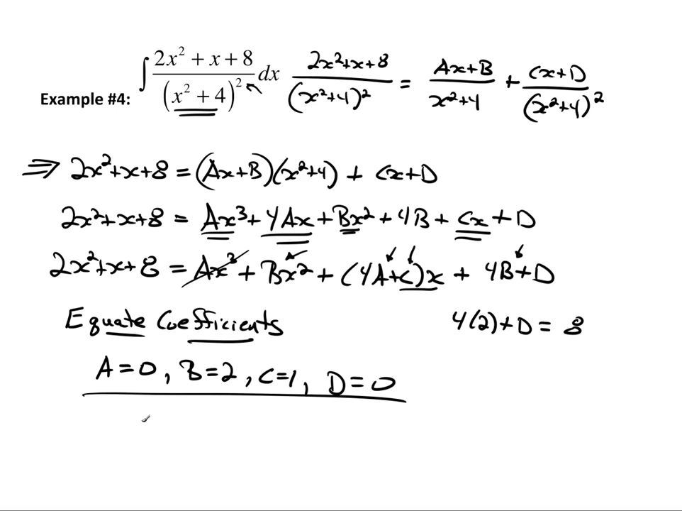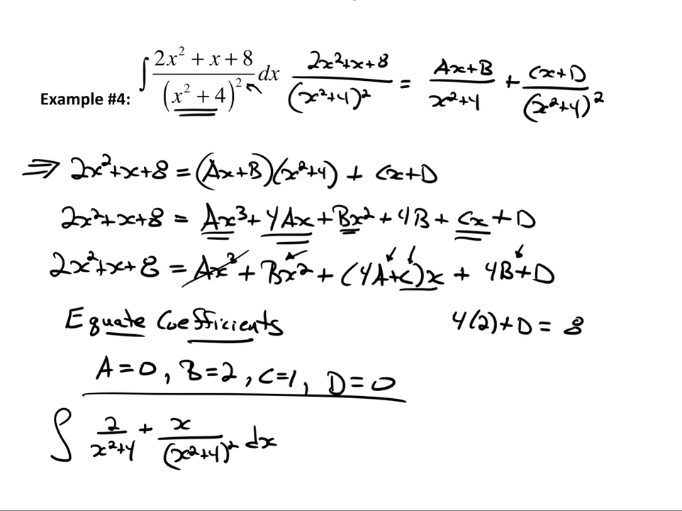So now I can go ahead and work out the integral. The integral is going to be, see, a is 0, so this piece goes away. b is 2. 2 over x squared plus 4 plus, see, c is 1, so I'll have x plus d, but d is 0, so it's just x over x squared plus 4 quantity squared dx. See, that now will be easy to integrate.